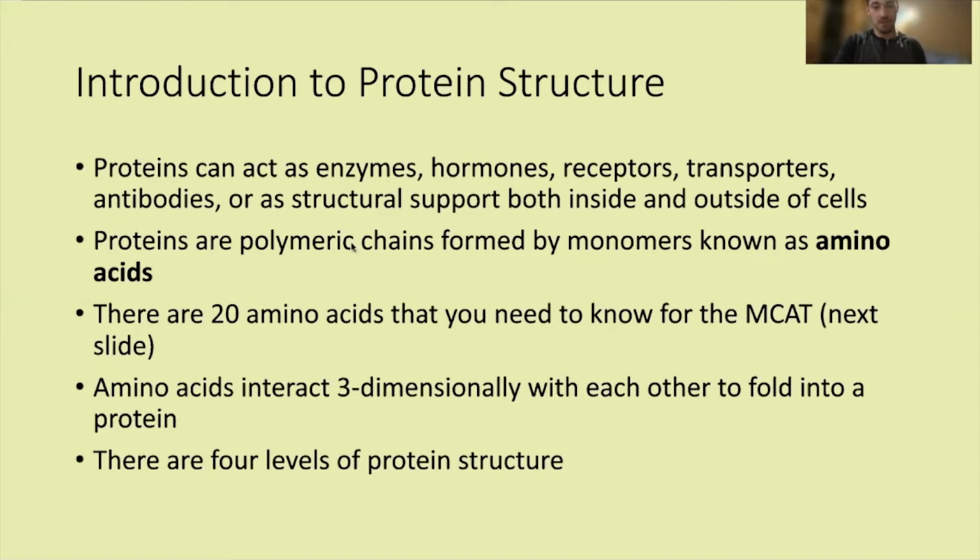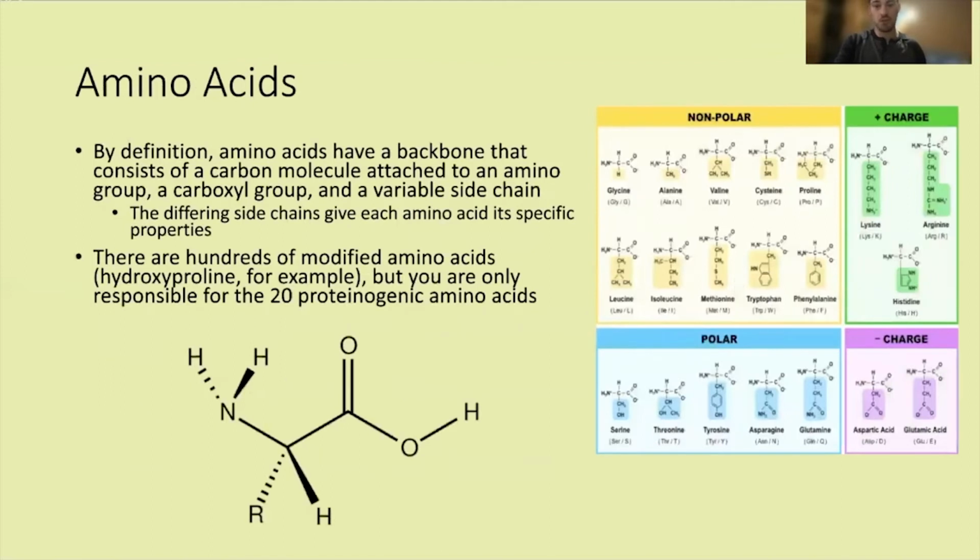We're just going to discuss a little bit about that in a little bit. So proteins are polymeric chains formed by monomers known as amino acids, and there are 20 amino acids that you need to know for the MCAT, and we're going to discuss that on the next slide. Basically, amino acids interact three-dimensionally with each other to fold into a protein, and they're structured in 4 different levels. We'll go over each one of them individually, and it's pretty important that you know all of them. But right before we do that, we're just going to discuss amino acids really quickly.